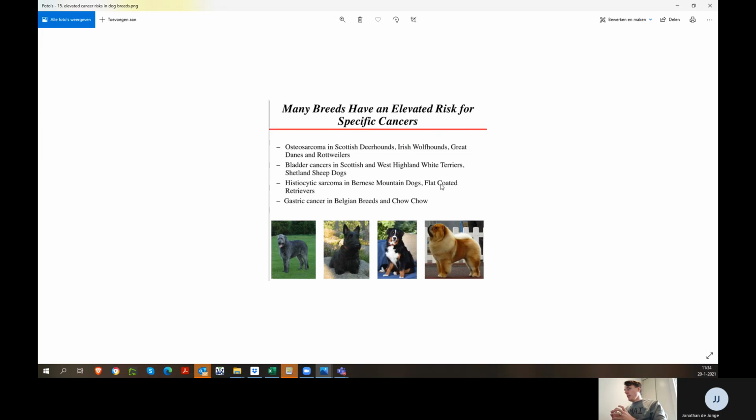In those breeds, the most important cause of death is very often cancer, whereas gastric cancers are often found in Belgian breeds, such as the Belgian Shepherd dog, but also in Shelties. Very interesting.